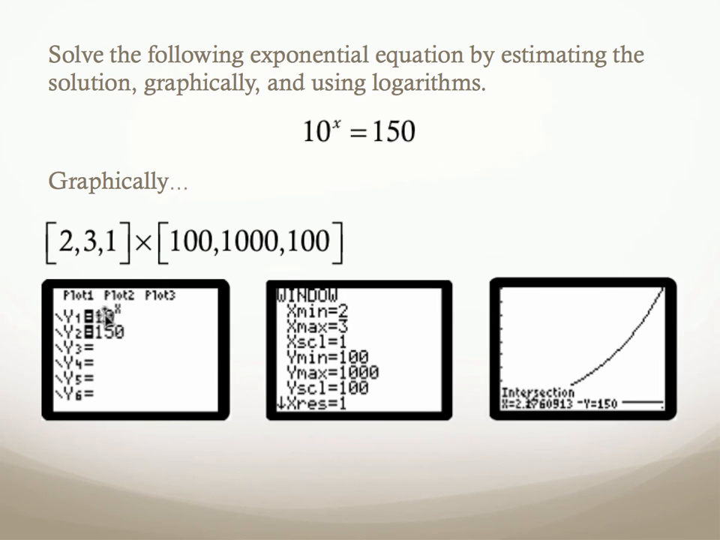So into y1, I put 10 to the x. Into y2, I put 150. I typed in our window that we discussed. I hit the graph key and then found the intersection. So remember, that was going to second and then that trace key, option number 5. So we found that our x value is approximately 2.1761. And again, this makes sense with what we had talked about when we were estimating the solution. We said that x would be between 2 and 3, but it would be closer to 2.